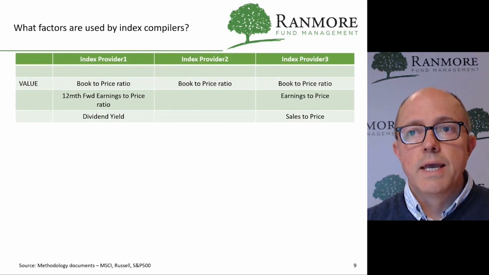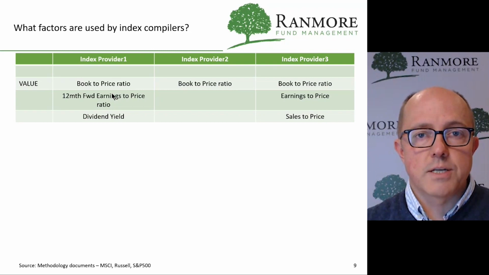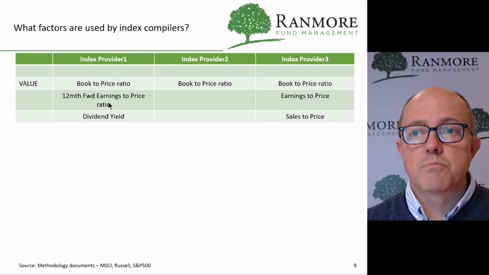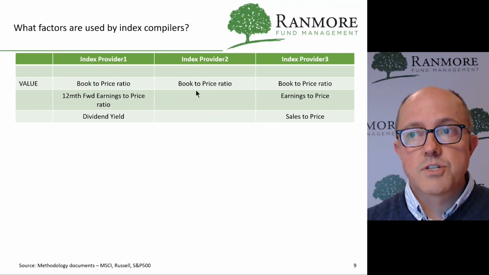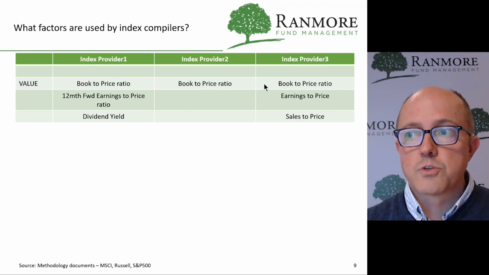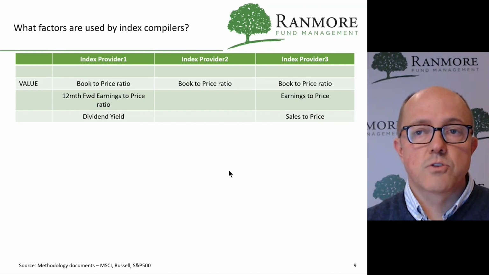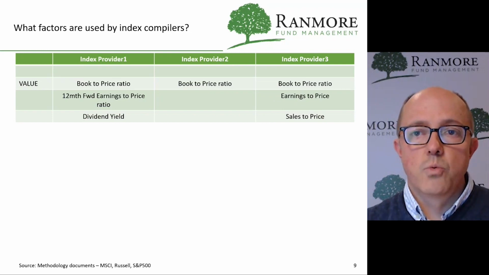And so what I've done is I've looked at 3 index providers, and for the value metric, this is what they use. One of the index providers uses book to price, which is just the inverse of price to book. It uses the forward earnings multiple, price earnings multiple, and the dividend yield, which is historic. The second index provider only uses book to price. The third index provider uses book to price, earnings to price, and sales to price. Those are historic. So slight differences as to what variables are being used.